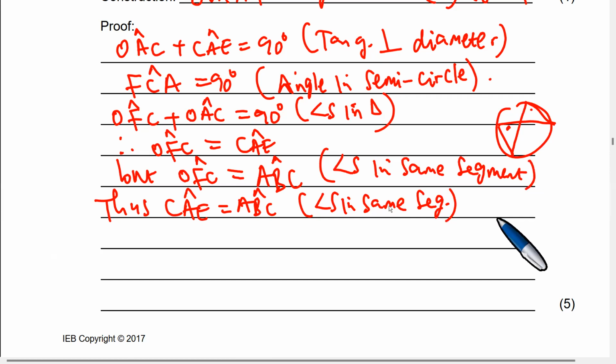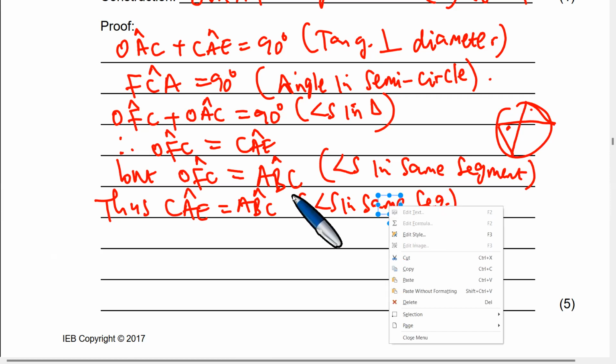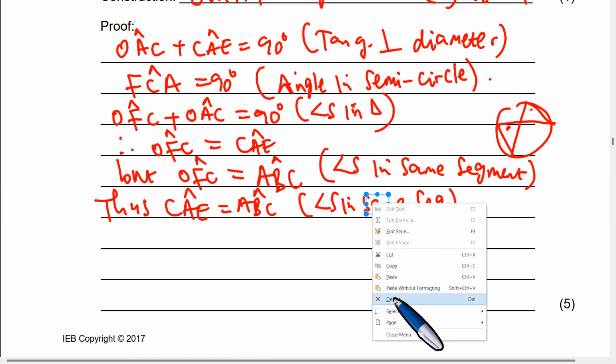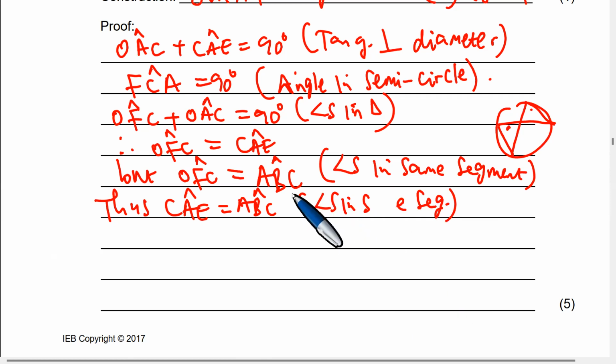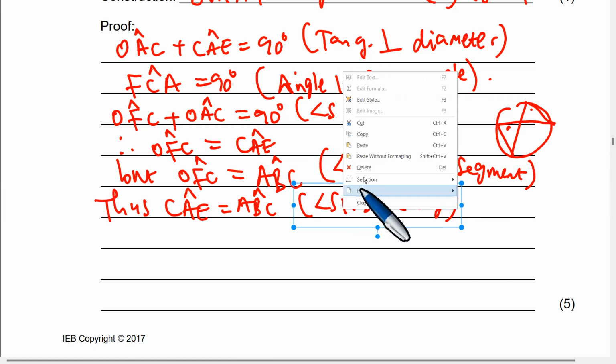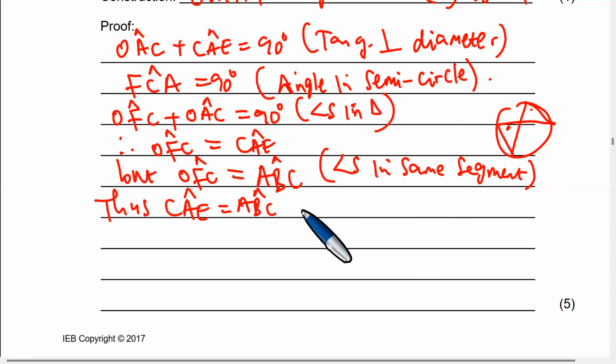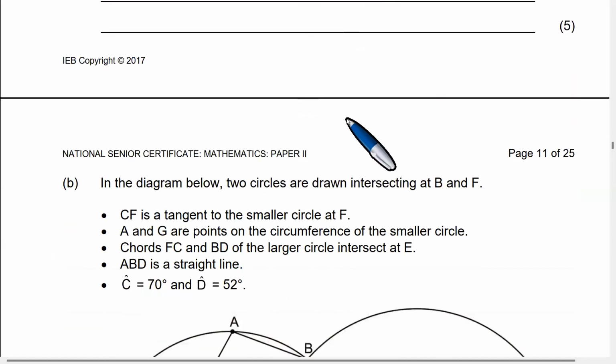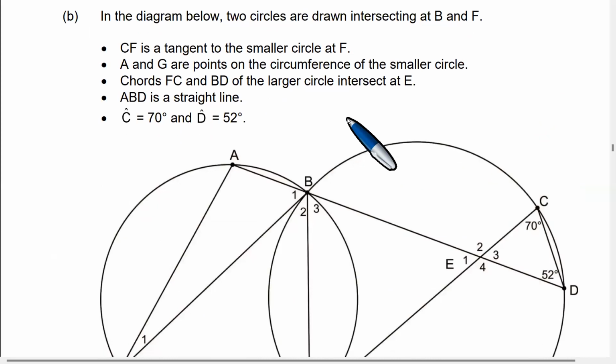Right, so we have exactly that there. So I'm just removing this one here. Right, so with that said, now we continue. We've been able to prove that CAE is ABC. All right. Here's another question. This one you're going to do. I'm going to give you a couple of minutes to do it.